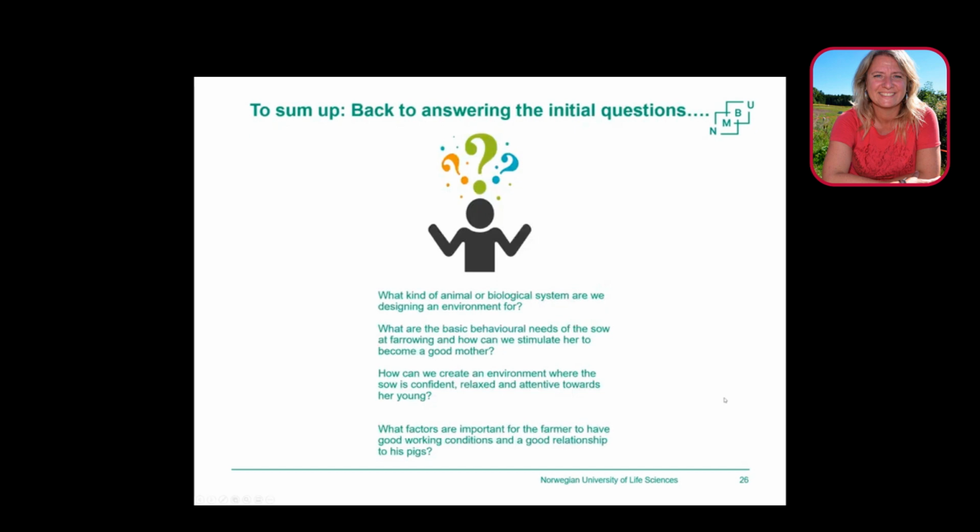So to sum up, we have to go back to answering those initial questions. I have to conclude that satisfying behavioral needs during confinement is not possible, and thus crates or semi-crated systems should be banned altogether.